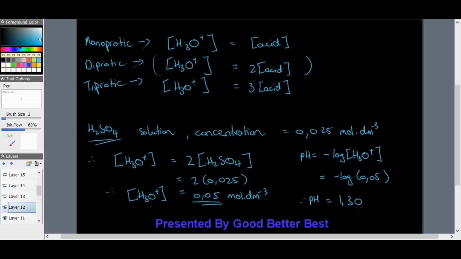It is a pH scale. It is just a value, with no units. So 1.30 means that it has a pH level of basically 1, because it's very close to 1, and that does back up the fact that H2SO4 is a strong acid, considering how far away from 7 it is.